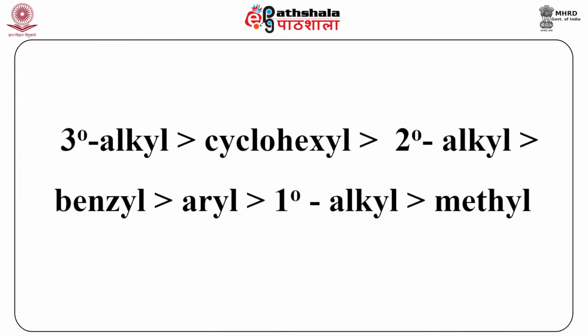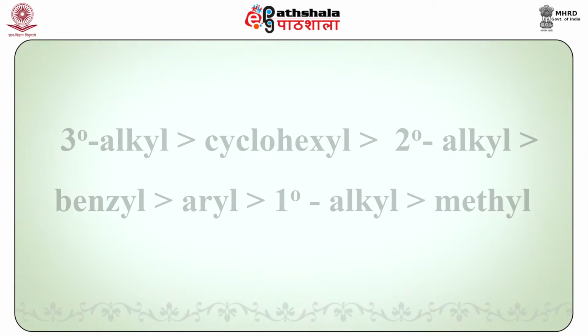The substituents which can stabilize the positive charge can migrate more readily. The migratory aptitude of various substituents follows this order: tertiary alkyl greater than cyclohexyl, which in turn is greater than secondary alkyls, benzyl, aryl, primary alkyl, and finally the methyl group. The electron-withdrawing groups with the minus I inductive effect on the peroxy acids enhance the rate of reaction. As the rearrangement is a concerted process, the configuration of the migrating chiral substituent is retained.